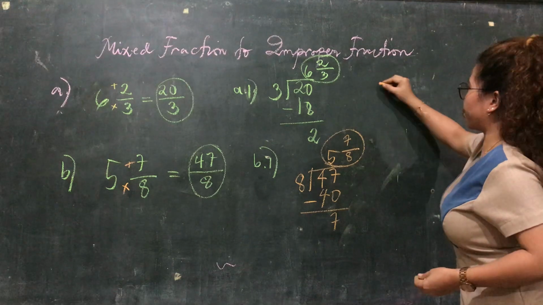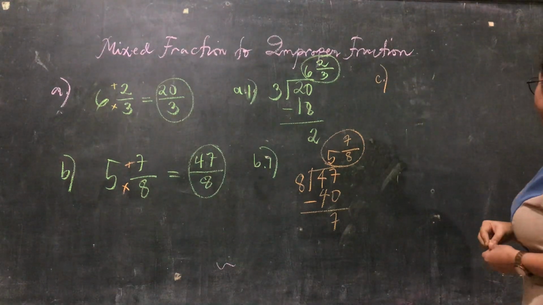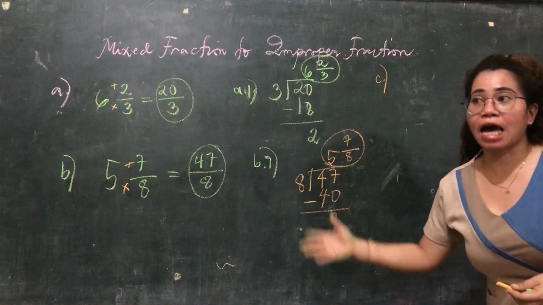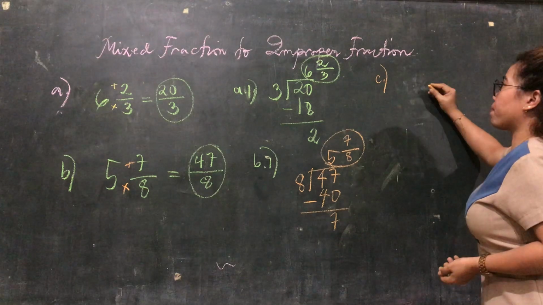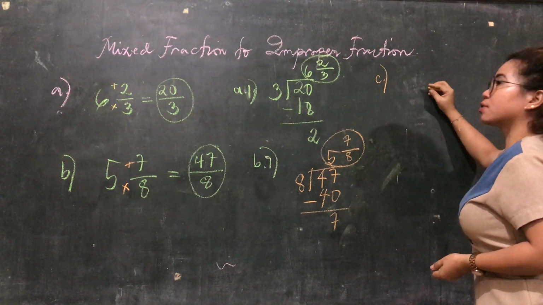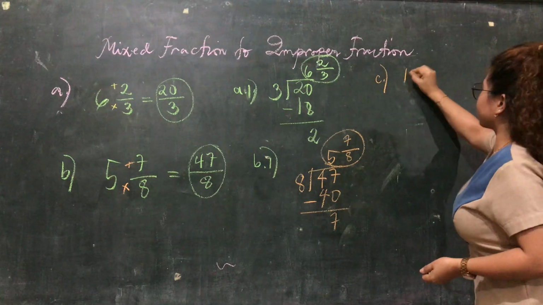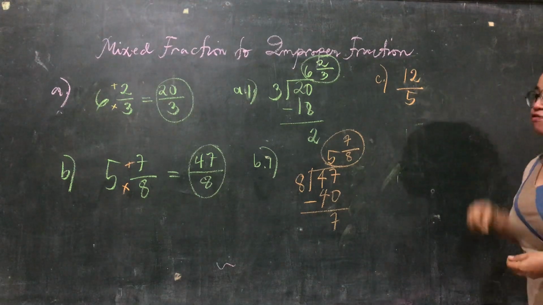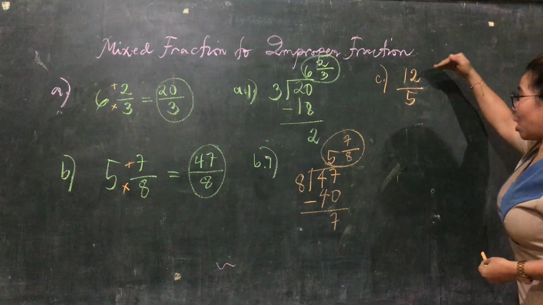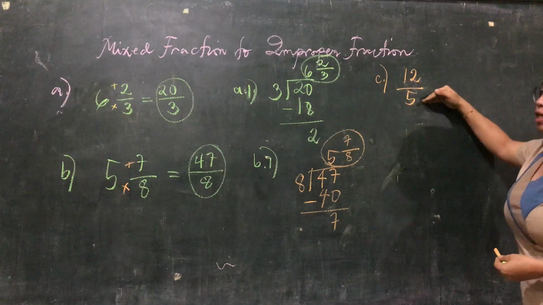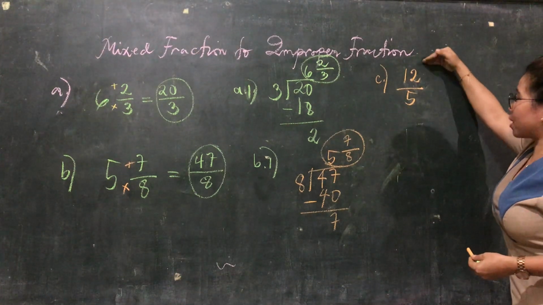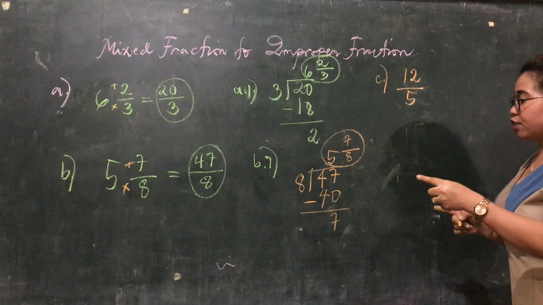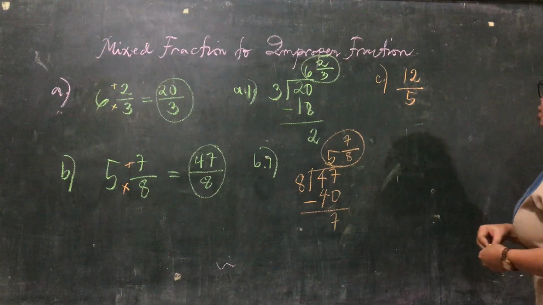Okay, let's have another. Now we go from improper to mixed. Let's take 12 over 5. It's an improper fraction because the numerator is bigger than the denominator, or the number on top is bigger than the number on the bottom. How do we change it into a mixed fraction?